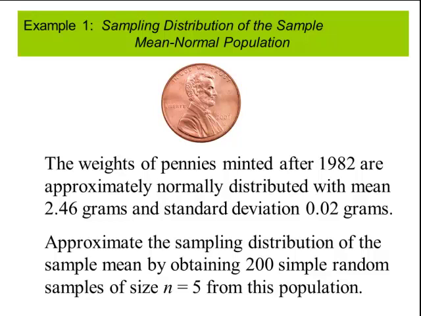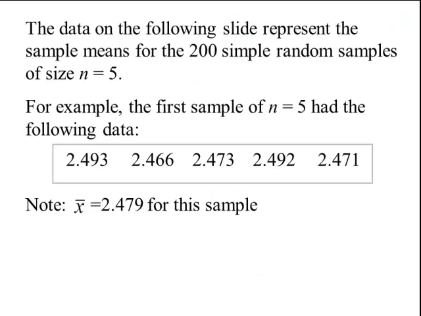5 from this population. Now, what we're going to do is compare the sampling distribution to the original population. The data on the following slide represent the sample means of 200 simple random samples of size n equals 5. For example, the first sample of n equals 5 had the following data. So we have 5 pennies here. We weighed the 5 pennies and we have 1, 2, 3, 4, 5 different weights. Then we take these 5 numbers and we find the average.